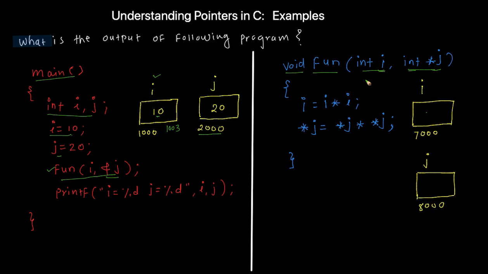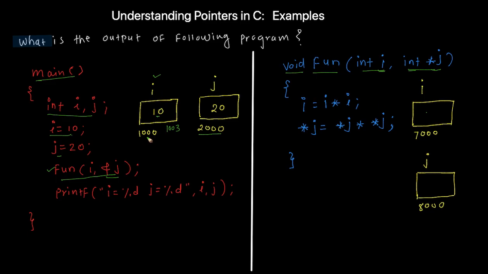Now one thing you should understand here, you are able to see I here and j here, right? And this I here and this j here. Now this I and this j are local variables of function main. This I and this j are local variables of function fun. So though the names are the same, they are different variables. These are the names given to different memory locations.